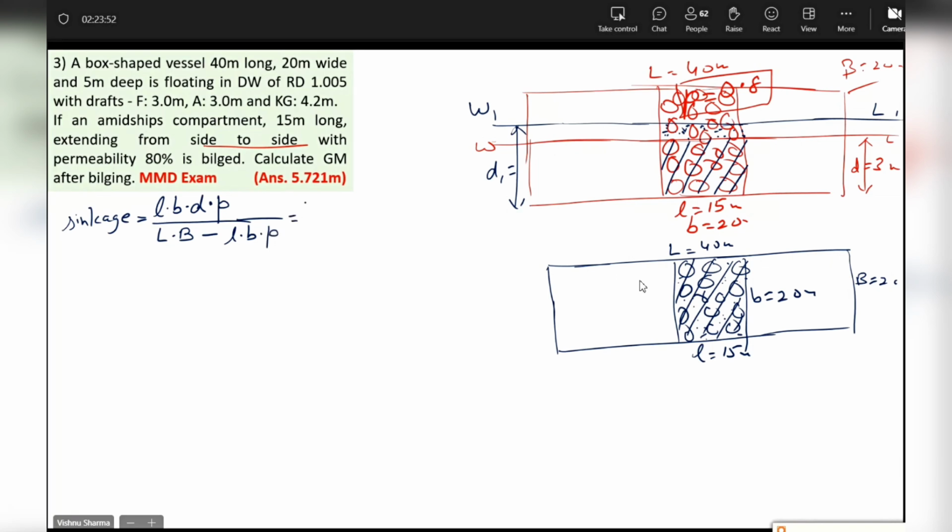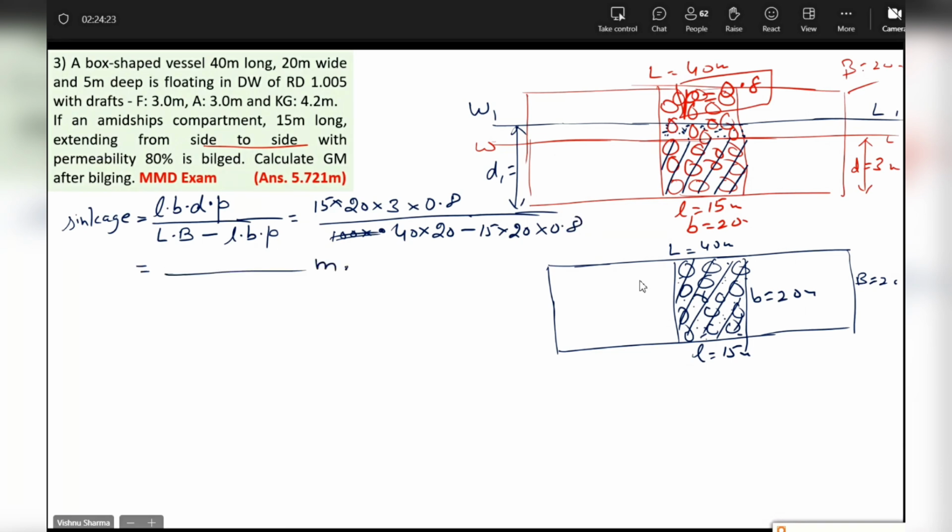Now we just put the values. Small l is 15, B is 20, D was 3, permeability is 0.8, divided by, sorry, I'm taking the old vessel. Length is 40 into 20 minus small l is 15 into 20 into permeability 0.8. How much is the sinkage that we are getting, guys? And please review more than calculations, review the steps. If you have any doubts, let me know.